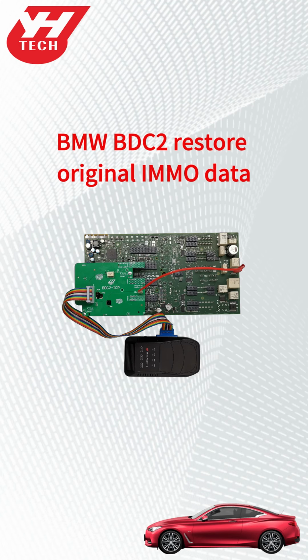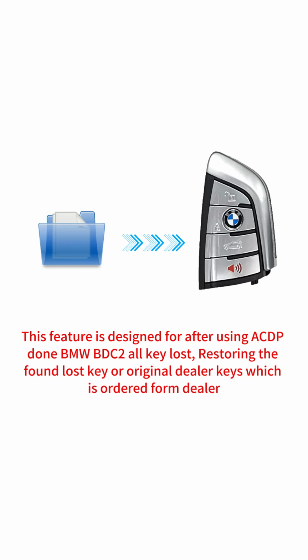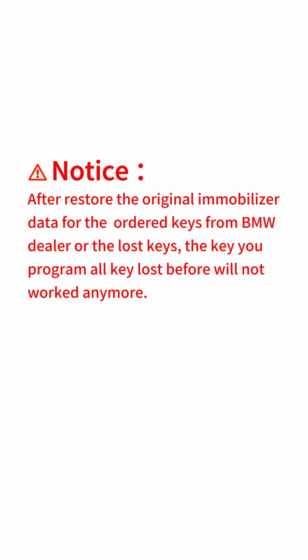This video demonstrates how to restore BMW BDC2 original immobilizer data. This feature is designed for after using ACDP to do BMW BDC2 all key lost, restoring the found lost key or original dealer keys, which are ordered from the dealer. Notice, after restoring the original immobilizer data for the ordered keys from the BMW dealer or the lost keys, the key you programmed in all key lost before will not work anymore.